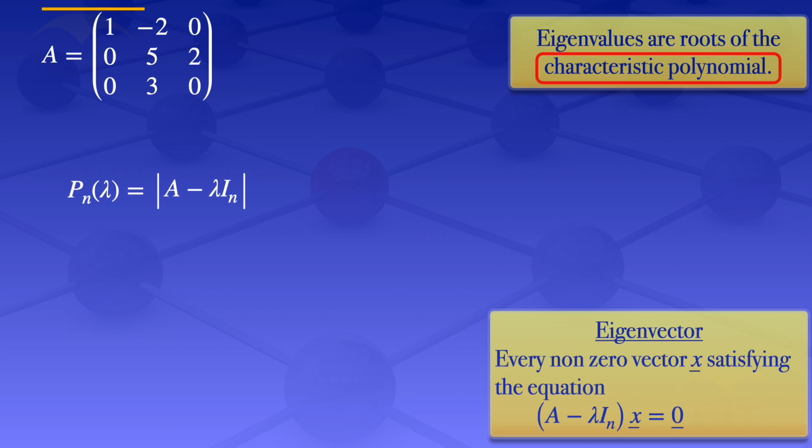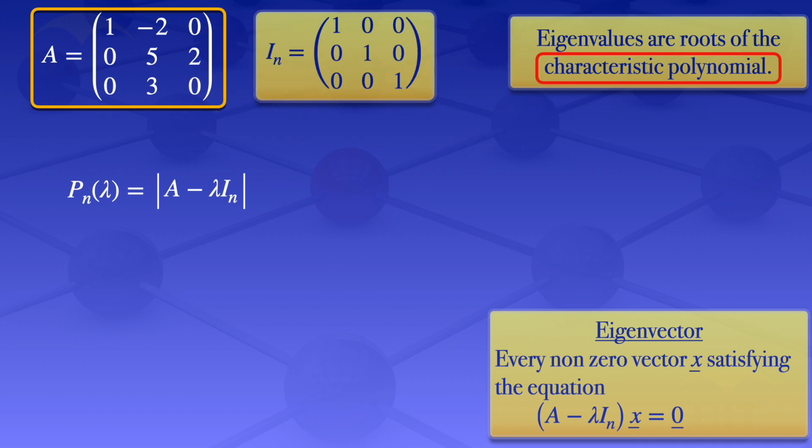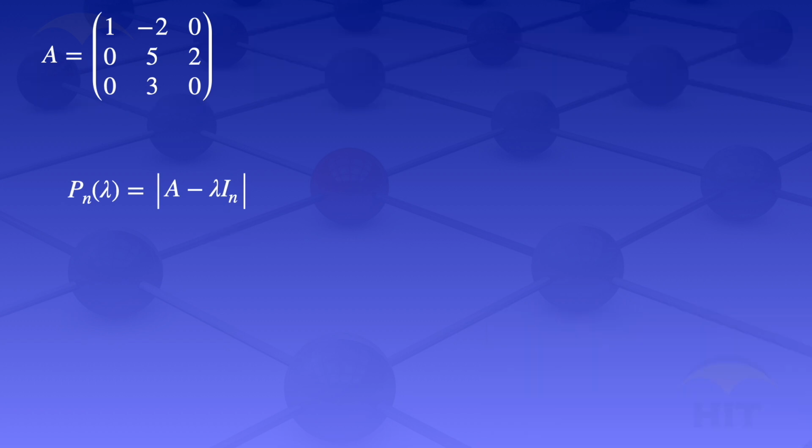What we are having there is a 3 by 3 matrix. So for this 3 by 3 matrix, our In will be the identity 3 by 3 matrix, this matrix here, which has ones on the diagonal. This identity matrix in the formula is being multiplied by lambda. This will result in having lambda on the diagonal. So when you subtract a matrix which has lambdas on the diagonal from the matrix A, what it results in is subtracting lambda from elements on the diagonal of the matrix A, the 1, 5, 0.